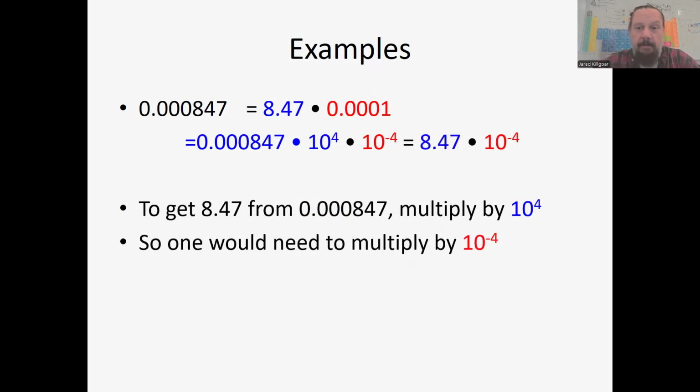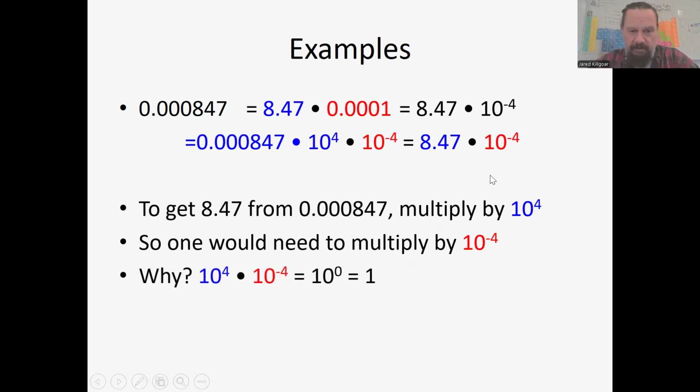If you guys remember, 10 to the 4 times 10 to the negative 4 equals 10 to the 0, which is 1. So we're multiplying by 1. So to put it in the format 8.47, that's where the blue numbers come from. We're multiplying by 10 to the 4, so we have to multiply by 10 to the negative 4 to make it equal. Why? 10 to the 4 times 10 to the negative 4 equals 1.